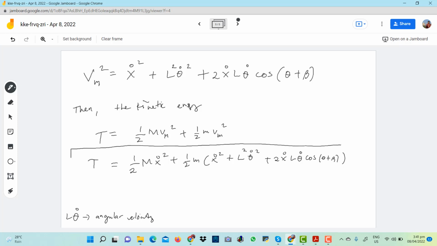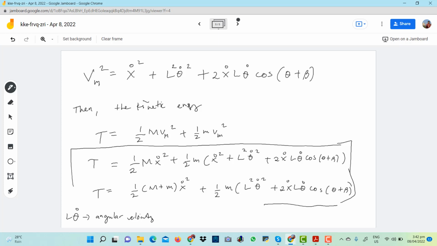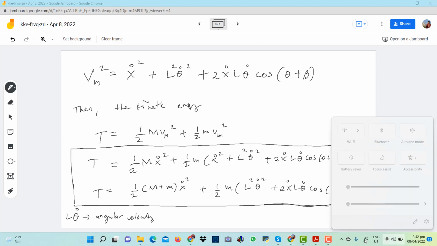Okay, did you get this? Do you want...? No, sir, we didn't get it. So if I rearrange this, I have 1/2 (M plus m) x dot squared plus 1/2 m L squared theta dot squared plus 2x dot L theta dot cosine of theta plus beta. Okay. Can you hear me? Or is their internet slow?